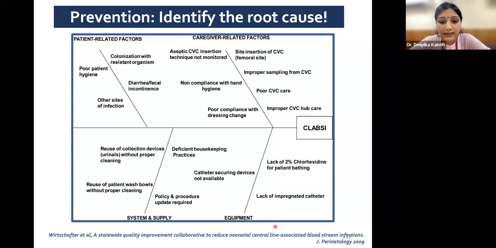So in their study, and I think this study can be a very beautiful example of how to adapt this kind of approach for identifying the various causes in your unit which are leading to infection.